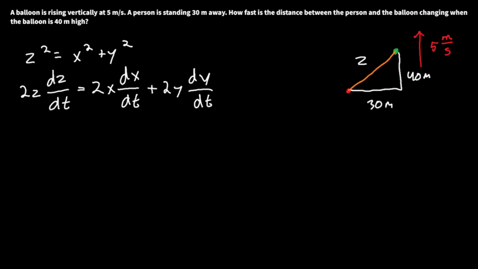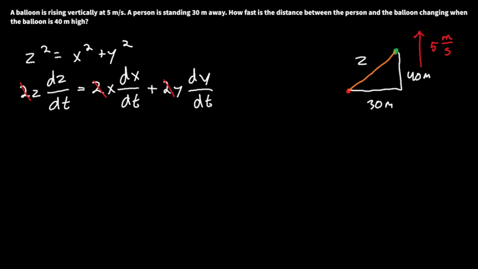Let's get back to the problem. Now that we have the equation for this, we want to find how fast the distance between the person and the balloon is changing. Well, that's perfectly represented by dz dt, right? dz over dt is the derivative of the distance between the person and the balloon over time. So dz dt is what we are trying to isolate.